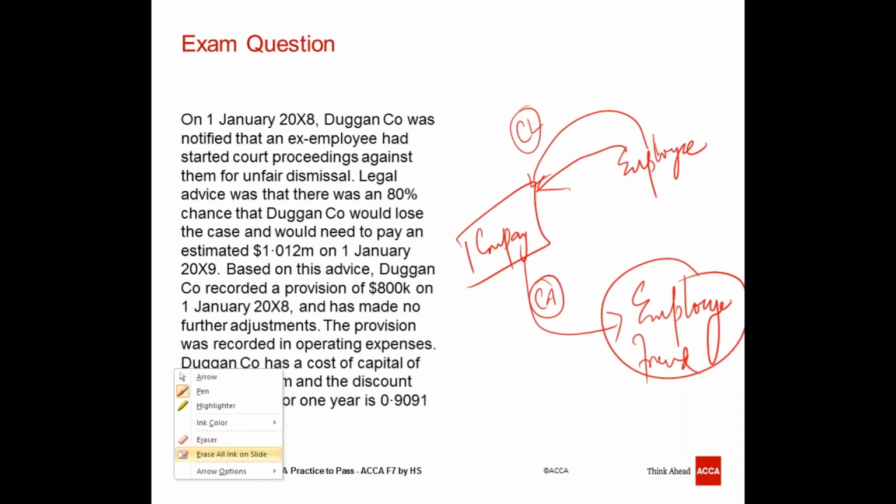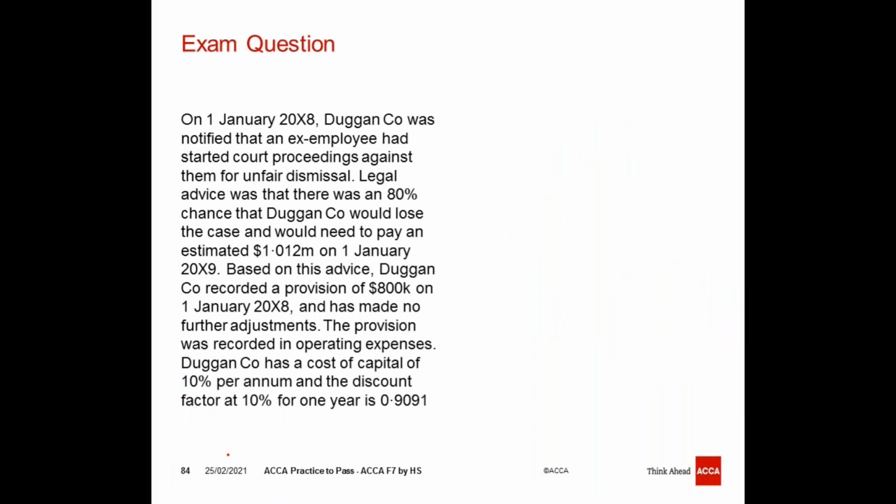So legal advice was that there was an 80% chance that Duggan will lose the case. So there is an 80% chance that we will lose the case. So this case is more than 50%. So it is probable that we will have to make the payment. The accounting entry should be income statement debit and provision credit.